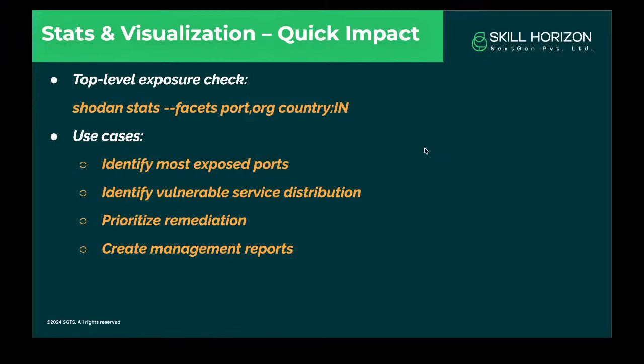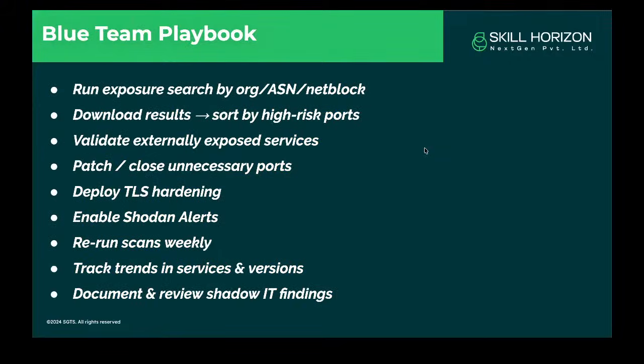And you can check out visualization as well. So you can use the CLI, like Shodan stats, the facets, port, org, then other things, right? So the use cases of these things are for quick impact. You are checking mostly exposed ports, vulnerable service distribution, or management reports. So how can you use all this information for your purpose?